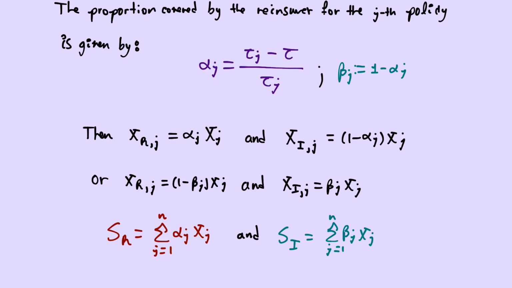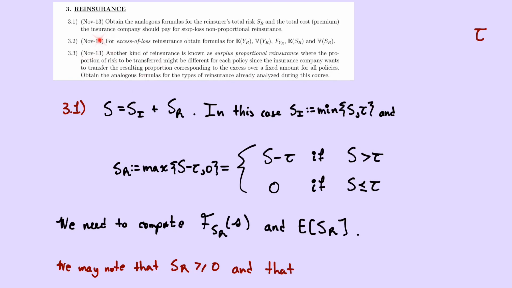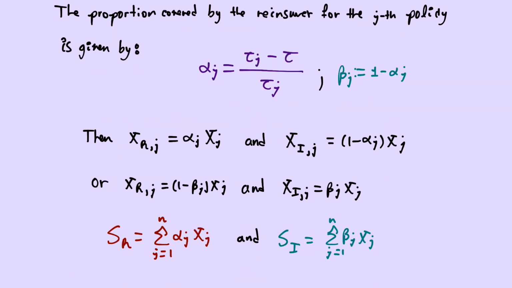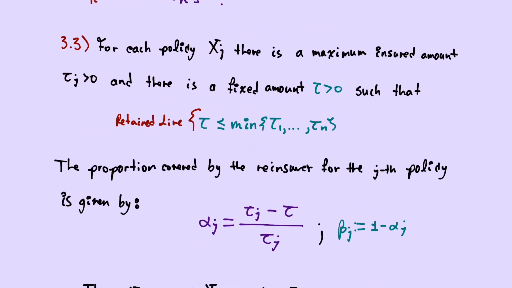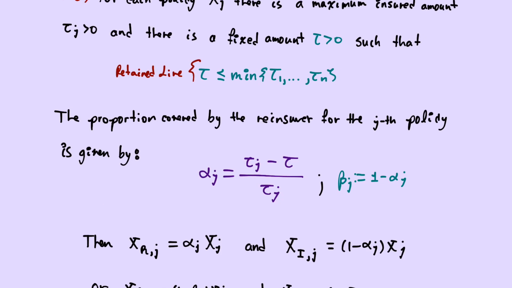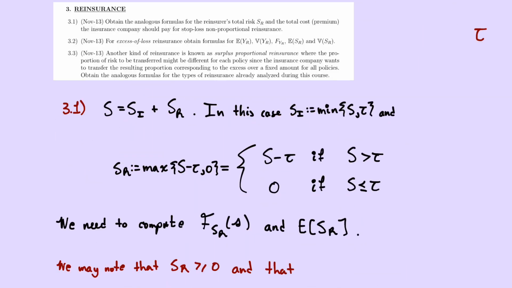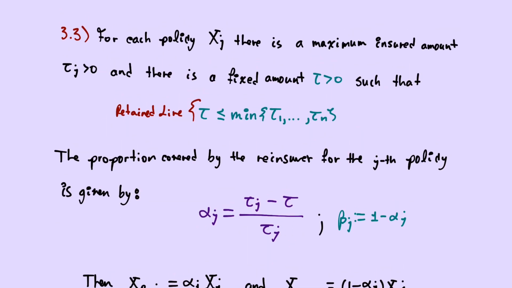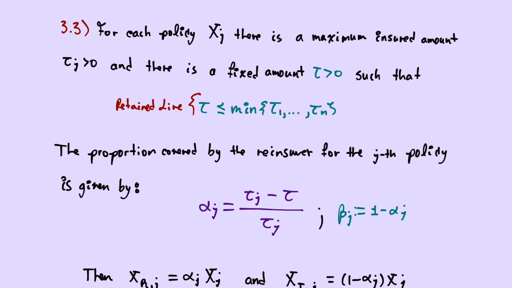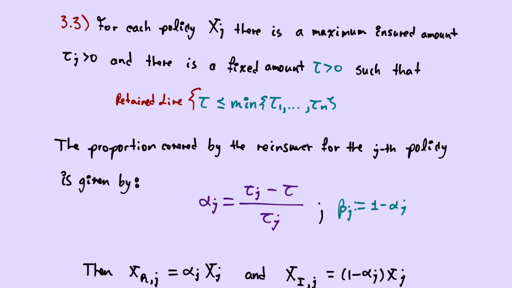And I know that maybe the text that the professor put in the homework is not very clear that it has to be something like this. But if you search for surplus proportional reinsurance, you will find something very similar to this. Maybe they won't write it down in these exact terms, but the idea would be this one.